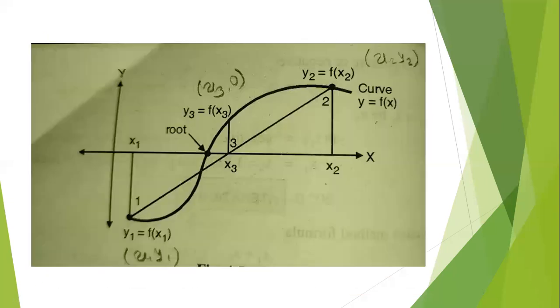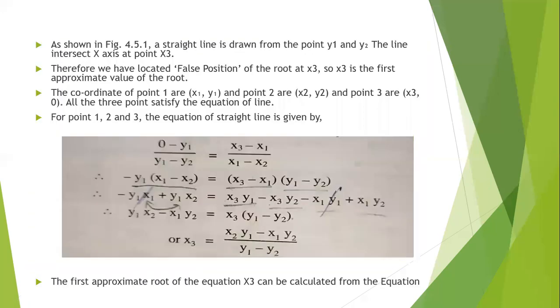But how do we find this value of x3 by using an equation? It will be derived in the next slide. As shown in the figure, a straight line is drawn from point y1 to y2. The line intersects the x-axis at x3. Therefore, we have located the false position. This is your false position of the root at x3. So x3 is the first approximate value of the root.